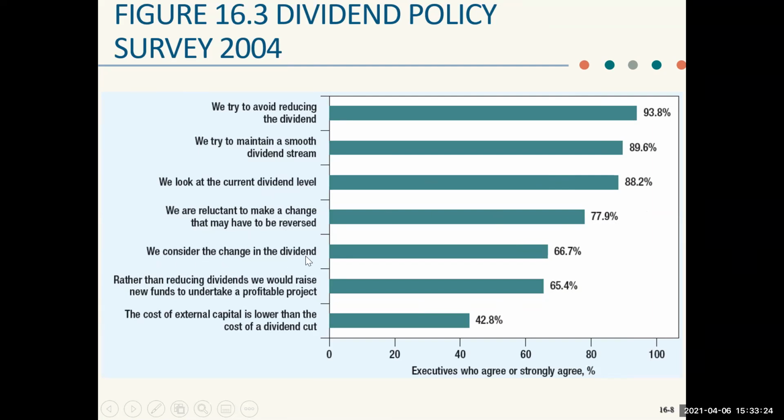We consider the change in the dividend. What this means is that not the amount of change, but the change itself is important. Increasing the dividend slightly is good, rather than the actual amount. Rather than reducing dividends, we would raise new funds to undertake a profitable project. When a situation comes that they do not have the cash to pay the dividend at the level they were paying before, they rather borrow money to undertake projects, but keep the cash to pay the dividends they used to pay. The cost of external capital is lower than the cost of a dividend cut. Half of them believe that raising additional capital is going to be cheaper than cutting the dividend.